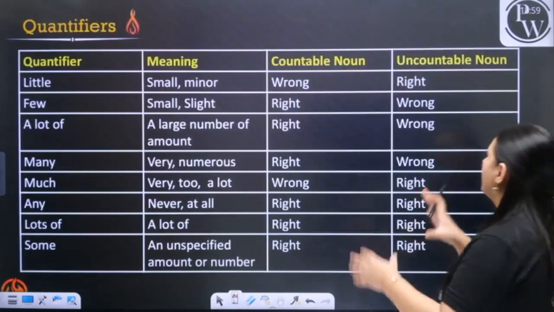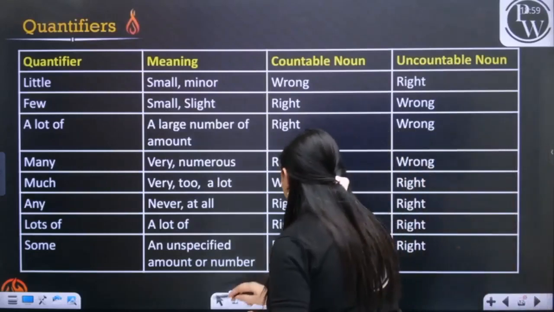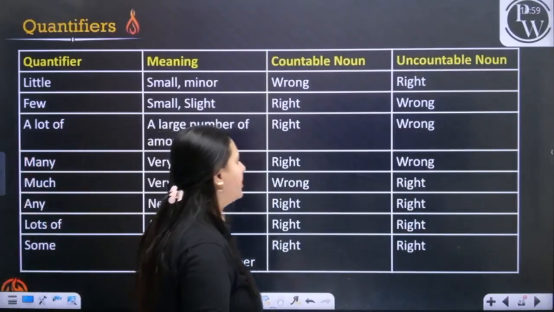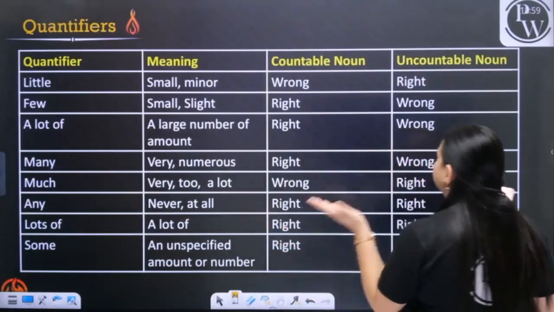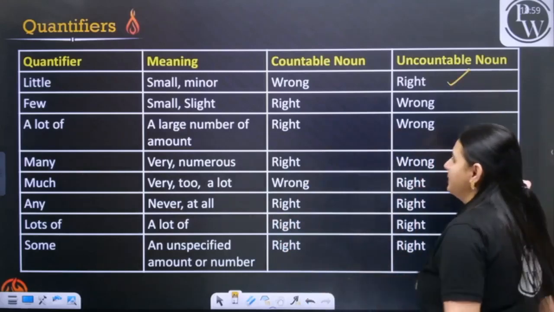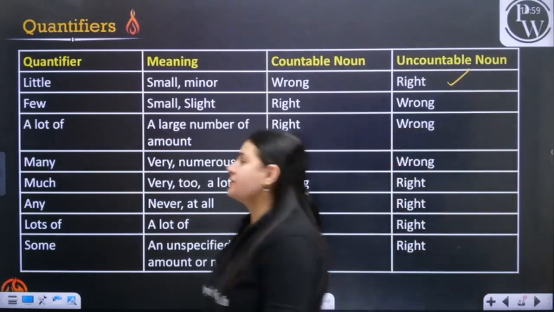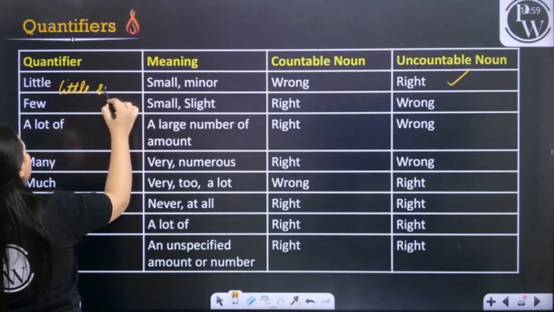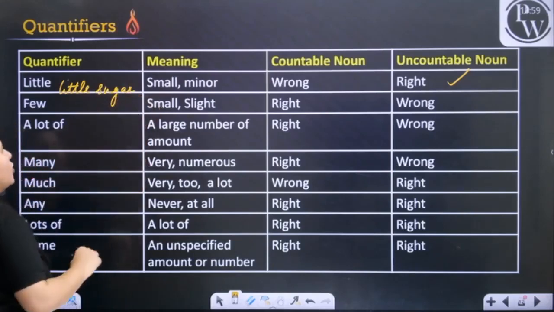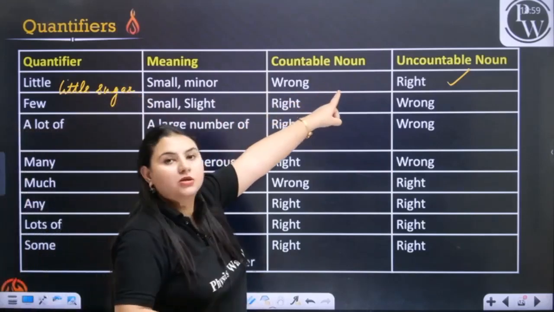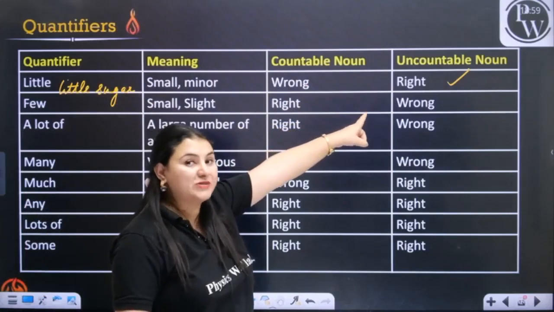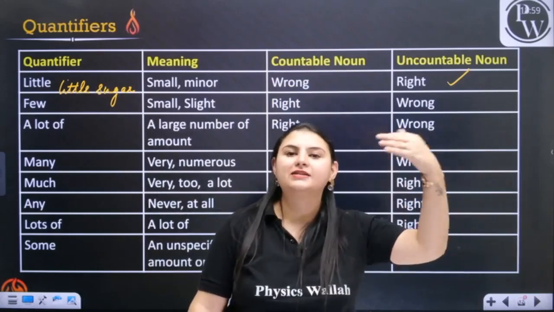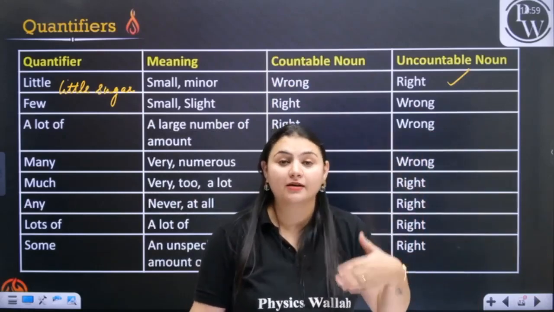Now, since we know what are countable and uncountable, let's learn a little bit more about it. Now, little. When we talk about little, little is a quantifier. Little is something that we can only use with uncountable. We say, please give me little sugar. Since sugar cannot be counted, we do not use it under the category of countable. We cannot use little with the things that we can count.